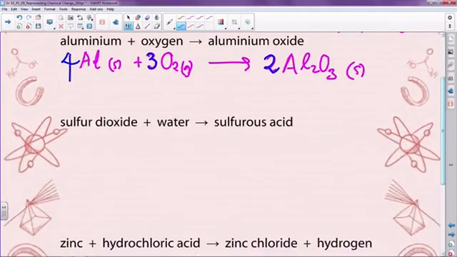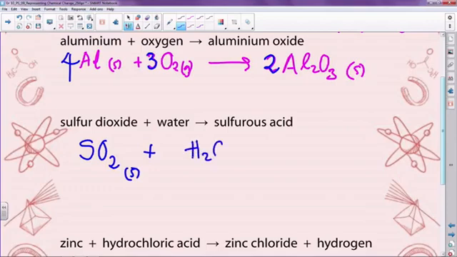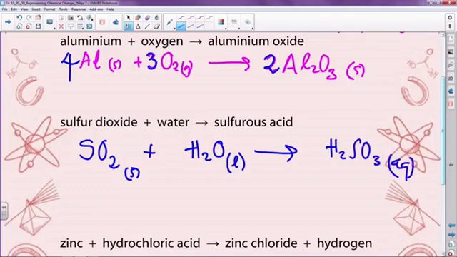Sulfur dioxide, 1:2 for sulfur to oxygen, reacting with, this is a gas, plus water, which is a common one, it's liquid. We can think of this as the rain. It reacts to form sulfurous acid, which is the acid rain, H2SO3, which is aqueous, it's a solution. So sulfur dioxide dissolves in water to give us that.